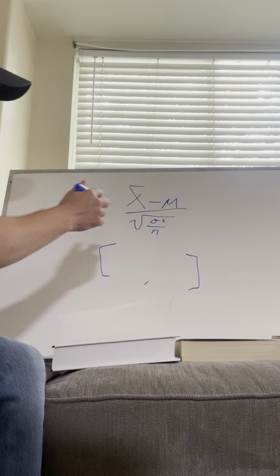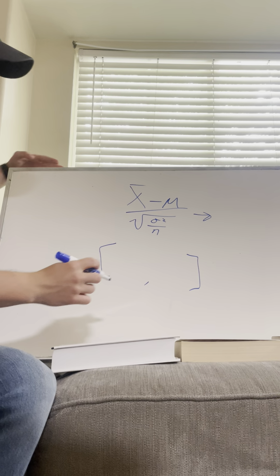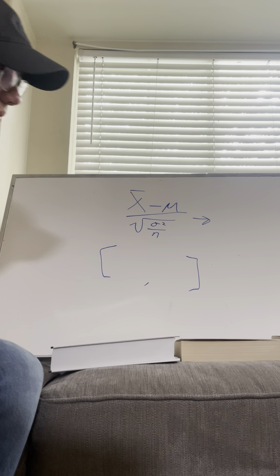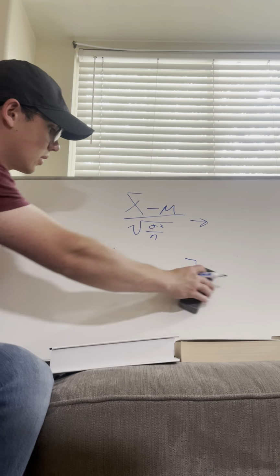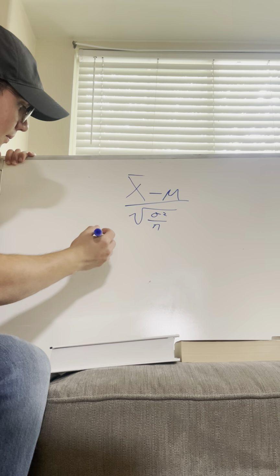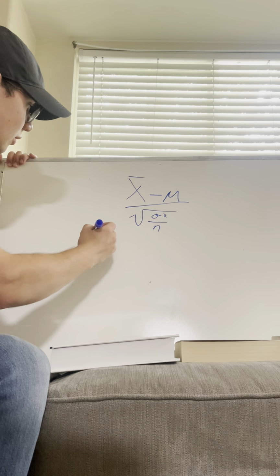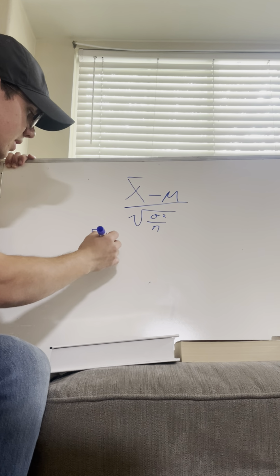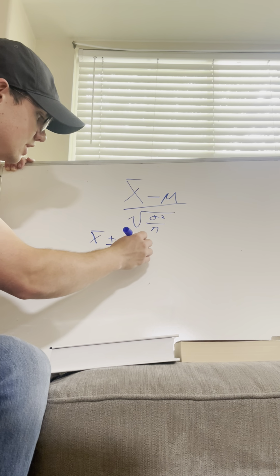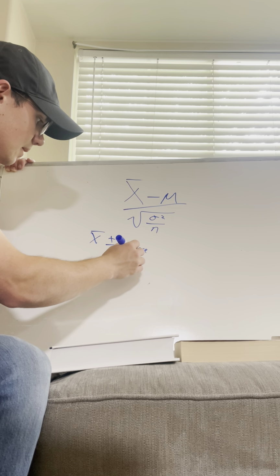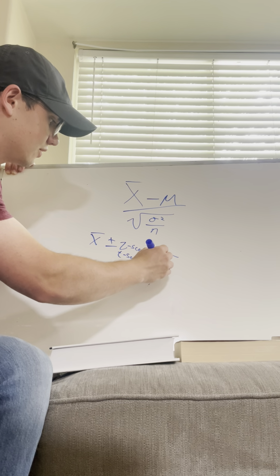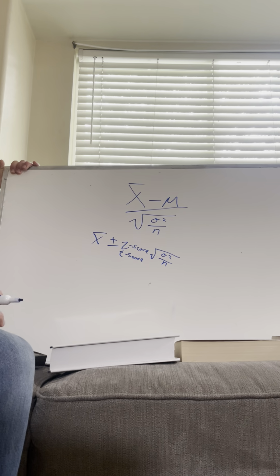And by the time we solve this out, we end up with, here, one second. Where did my eraser go? Here we go. Just going to write it down here because I think it'll be easier to see. Our final confidence interval is going to be our sample mean plus or minus some z/t score times the square root of our variance over our sample size. And this is going to give us an interval.